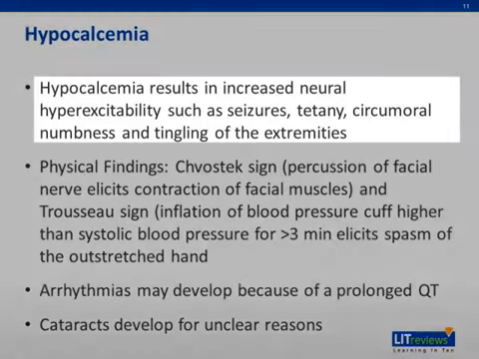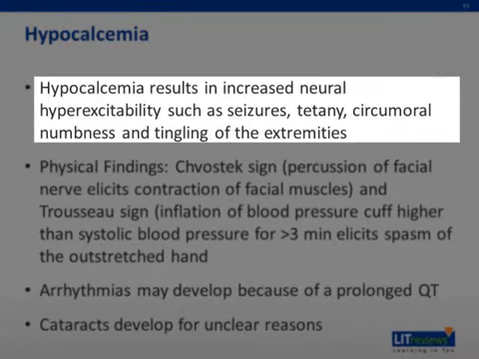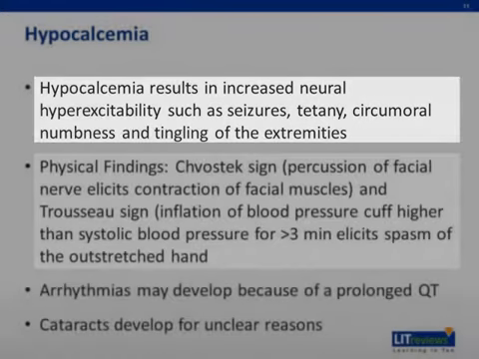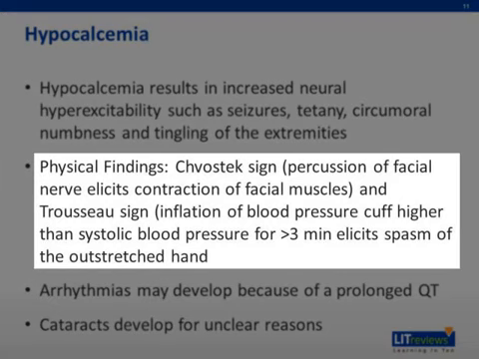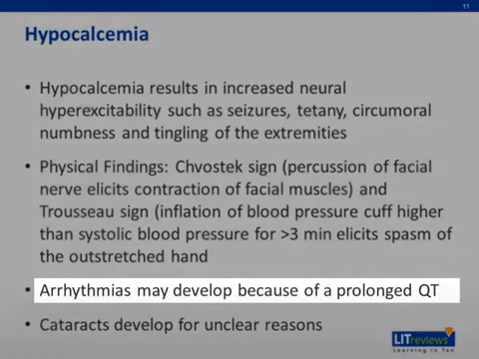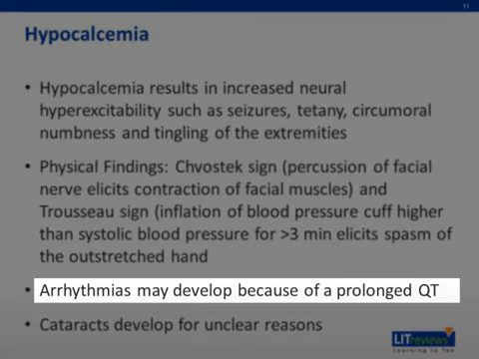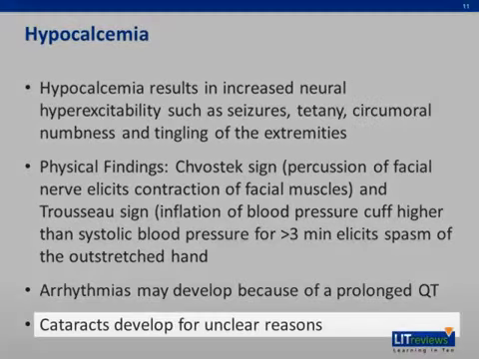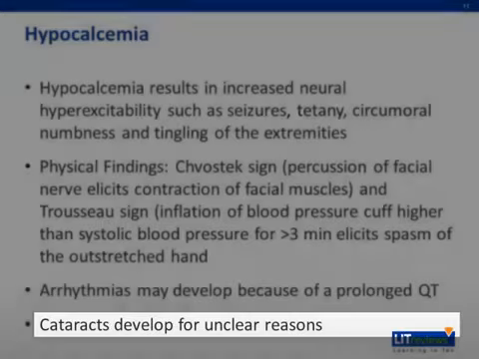Hypocalcemia. Hypocalcemia results in increased neural hyperexcitability such as seizures, tetany, circumoral numbness, and tingling of the extremities. Physical findings are the known Chvostek sign, which is a contraction of the facial muscles after percussion of the facial nerve, and the Trousseau sign, which is the carpal spasm of the outstretched hand after inflation of a blood pressure cuff higher than the systolic blood pressure for more than 3 minutes. Of note, arrhythmia may also develop as a result of a prolonged QT. Finally, cataracts may develop for unclear reasons.